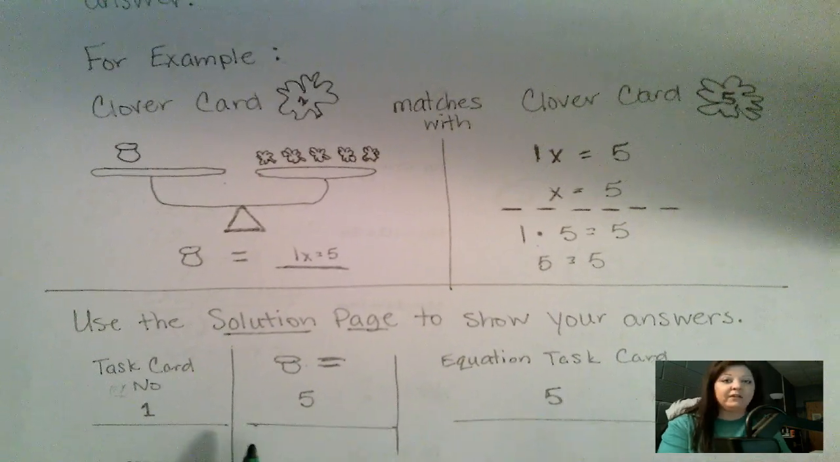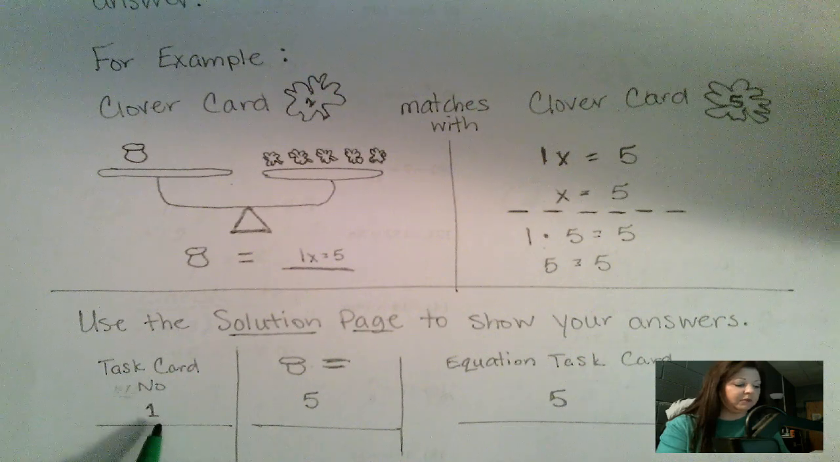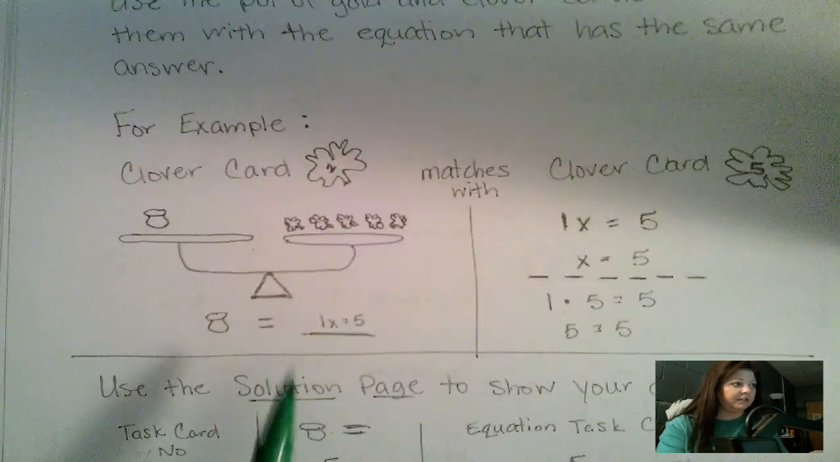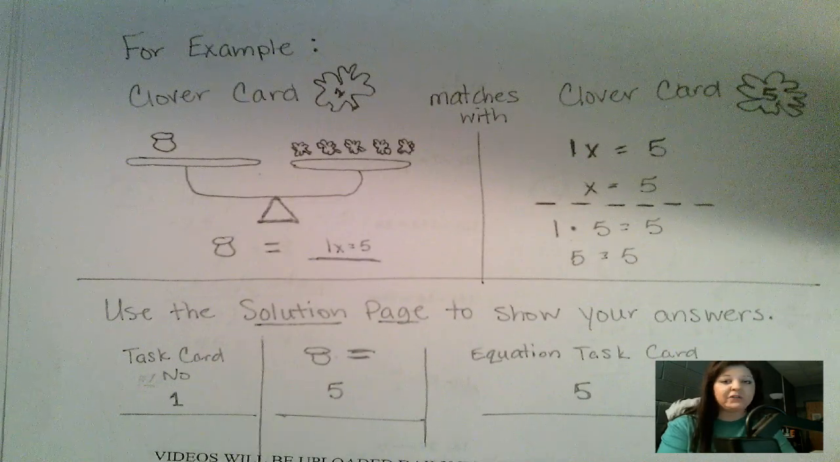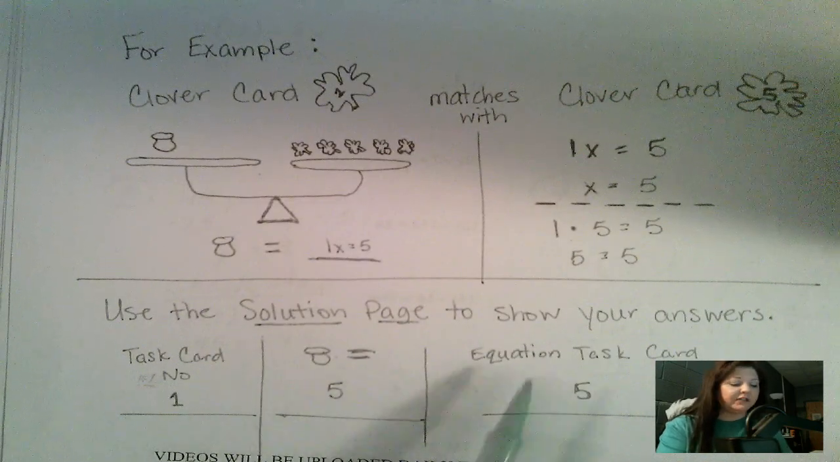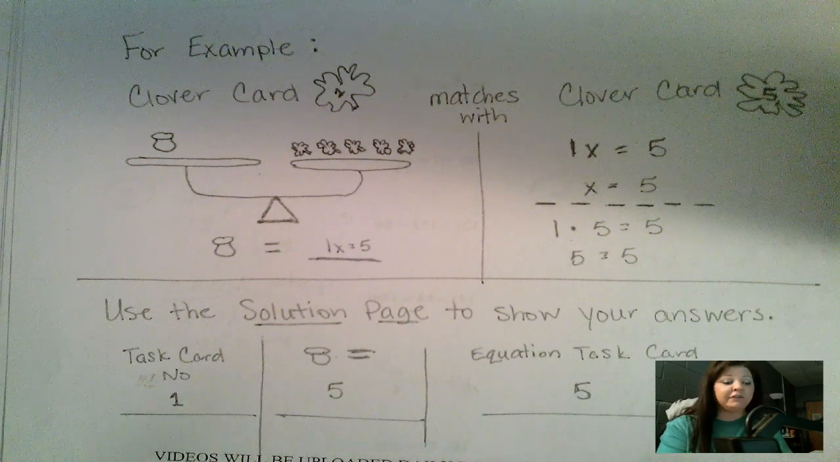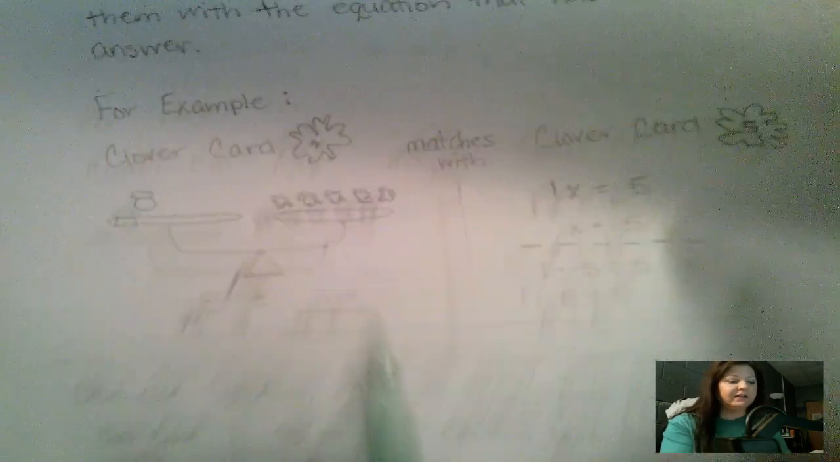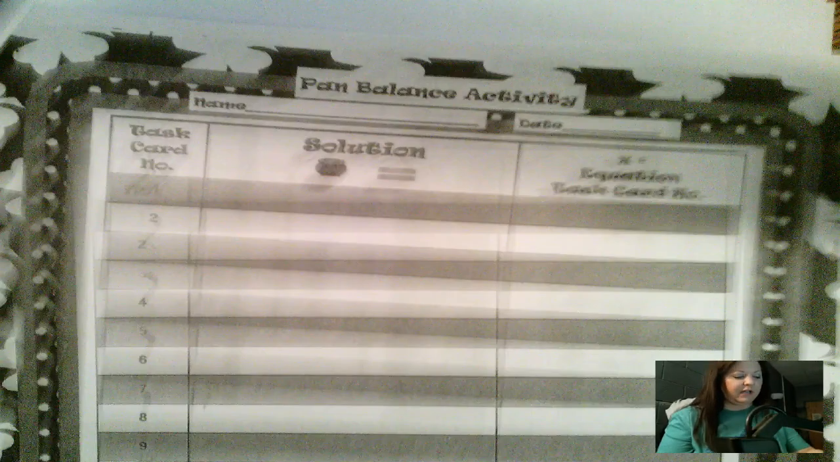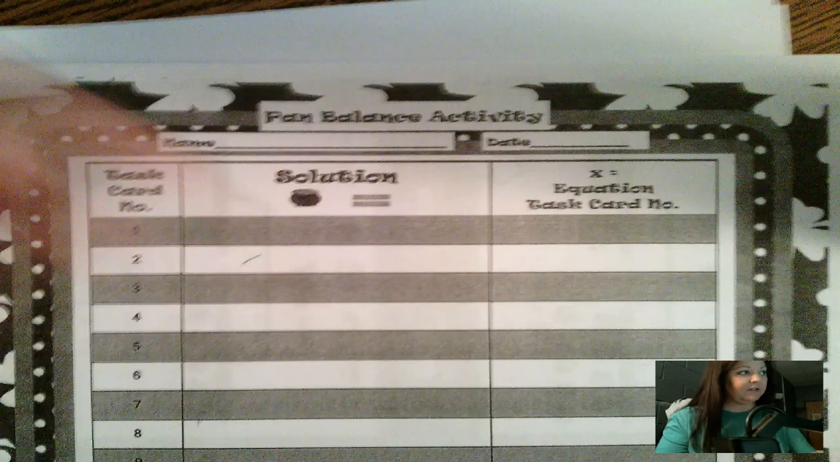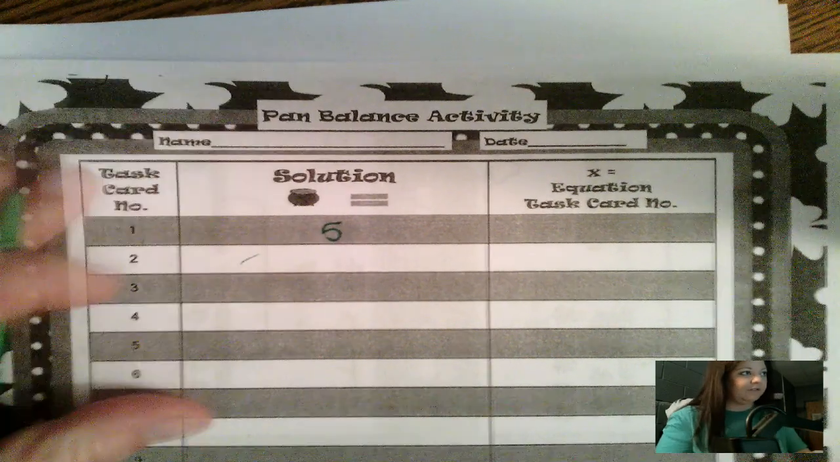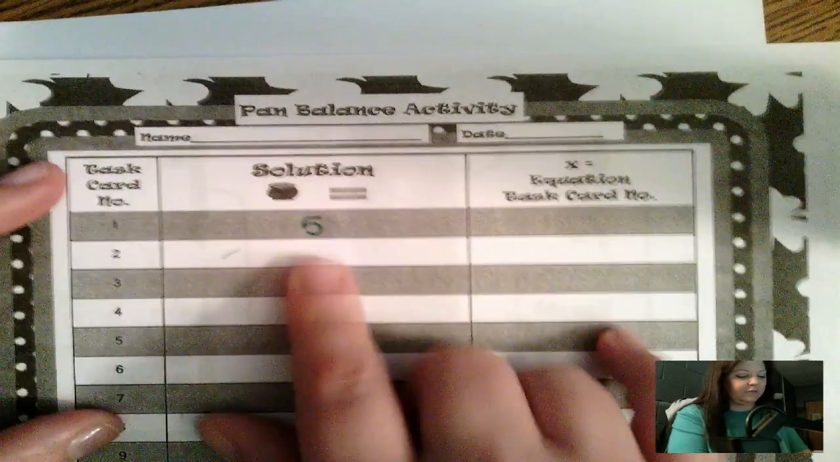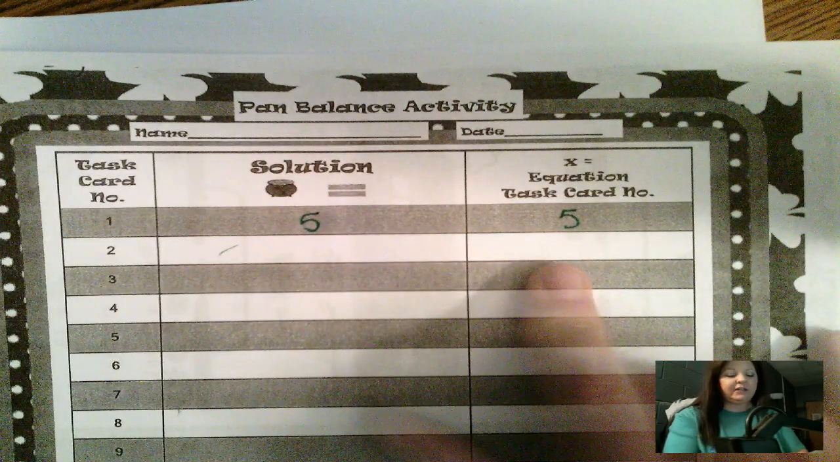And I gave you an example. I gave you task card number 1, which was the one that we did here, clover card 1, equaled 5. The pot of gold was 5 clovers. So the equation task card that matched that is also 5. That just happens to be a coincidence. Okay, so let's flip over. This is your solutions page. And so I'm going to write my first solution is 5 for task card 1, and I know that 5 is what the equation card matched.